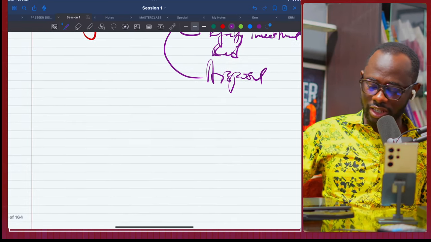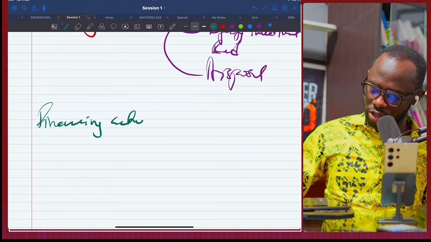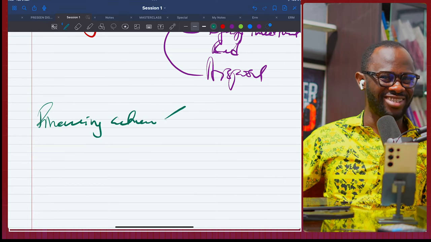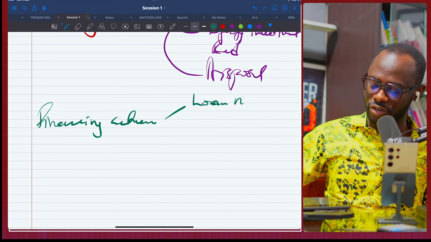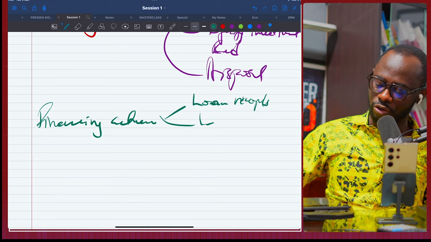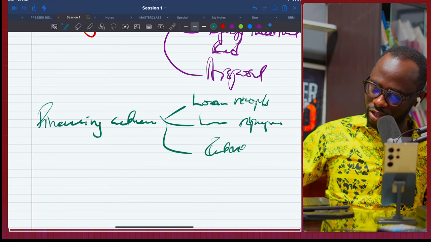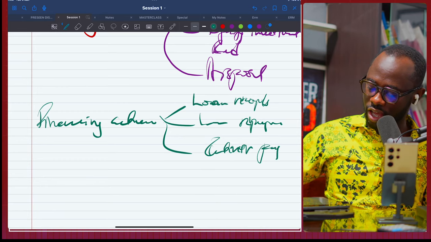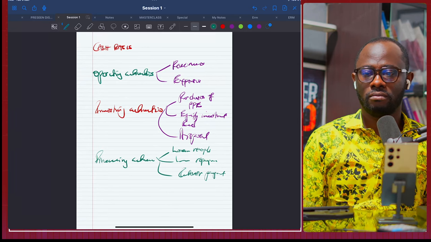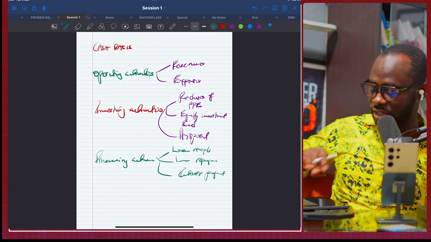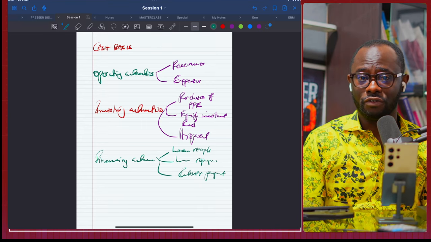Right, then finally is going to be financing activities. This is where we are talking about loans. How much loan did we get? So loan receipts, loan repayments, and then interest payment on loan, the actual interest that we have paid on loans. So under the cash flow from financing activities, these are the things that we are looking at. And that is the idea about the cash flow statement.